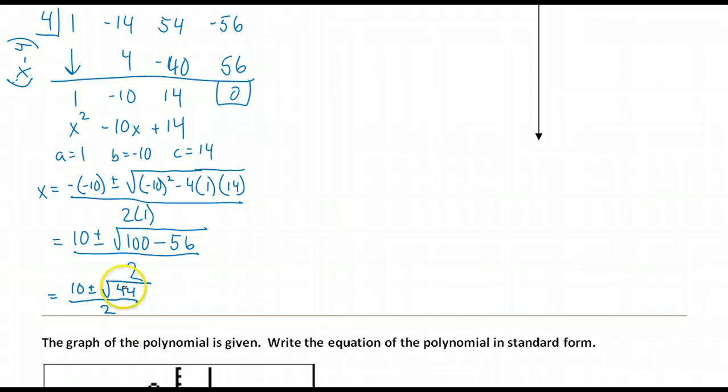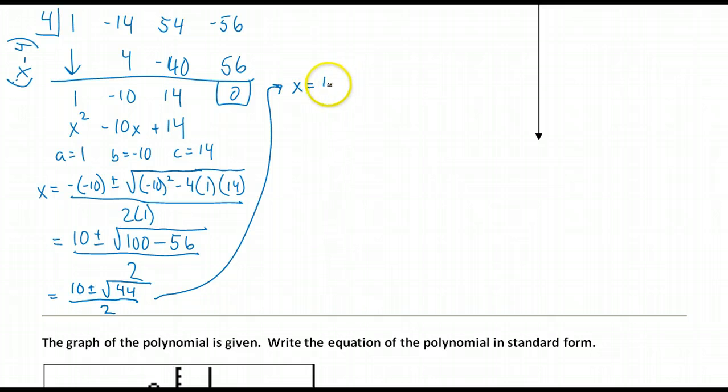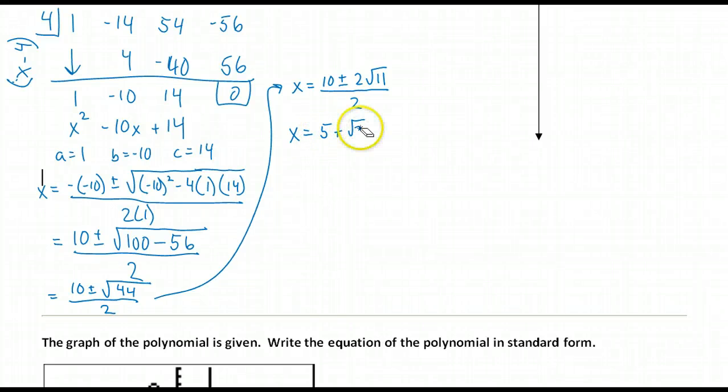Well, I can simplify this square root of 44. 44 is divisible by 4. 4 is a perfect square. So I'm going to rewrite the square root of 44 as 2 square roots of 11, all over 2. Which, when I distribute this divided by 2 to each term, I'm left with x equals 5 plus the square root of 11, or x equals 5 minus the square root of 11.